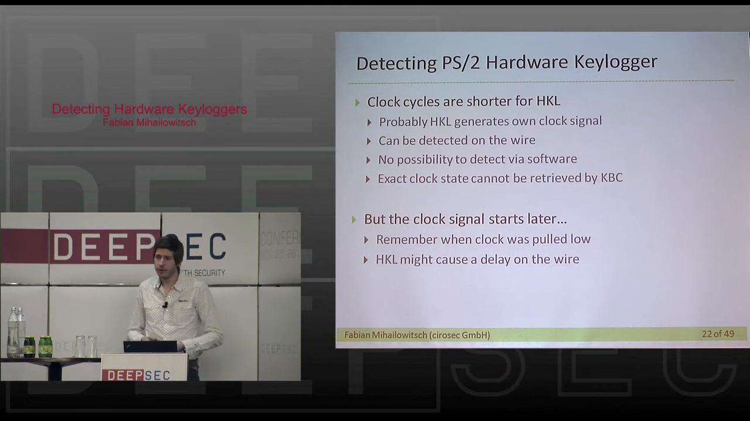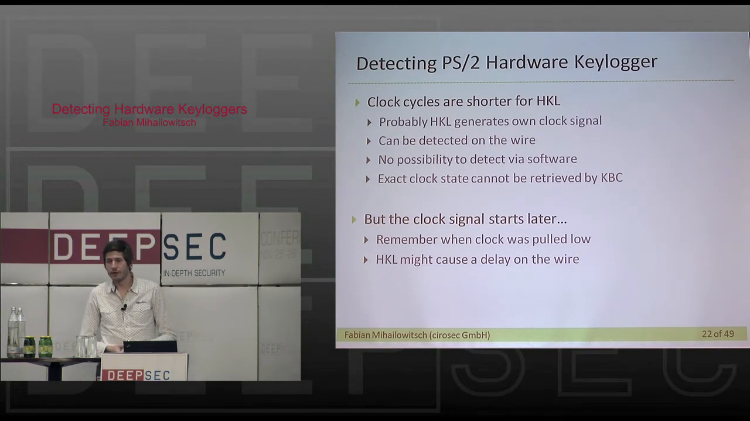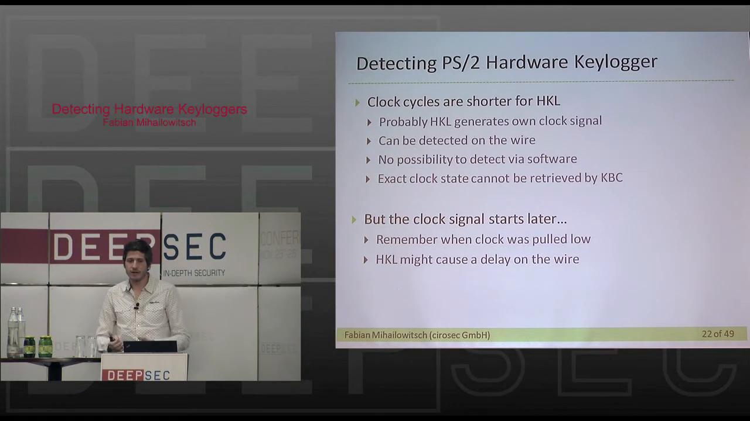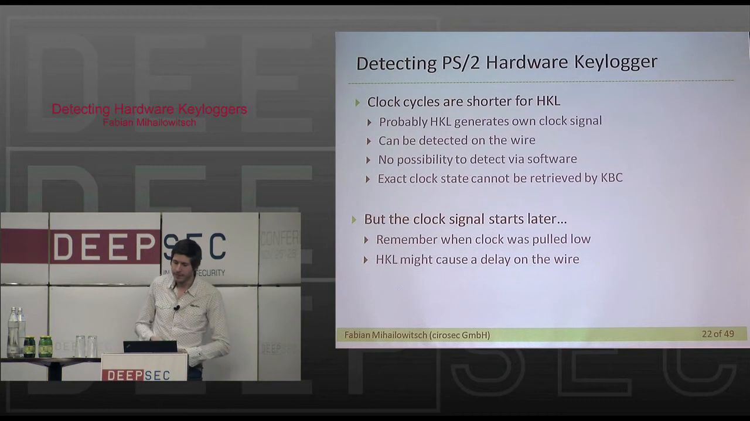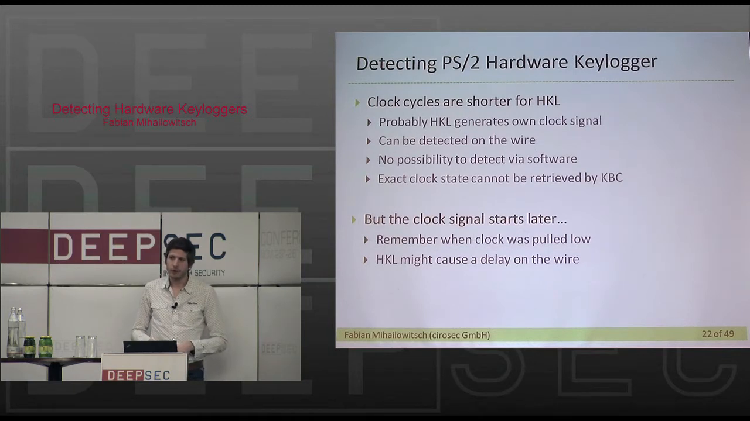I just showed you. The problem is, you can't detect it via software. The keyboard controller that is used has the possibility to check the clock state, but it isn't accurate enough during a transfer. You can't ask how the current clock state is accurately enough to determine that clock cycles are shorter. So again, you can't do that measurement in software. But another cool thing we saw is that the clock signal started later when the clock was pulled low.